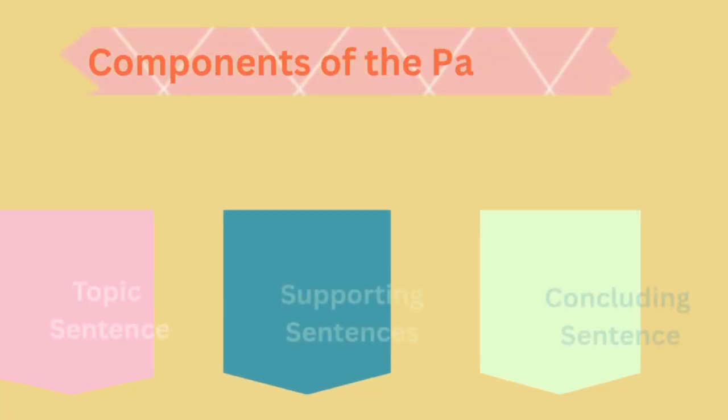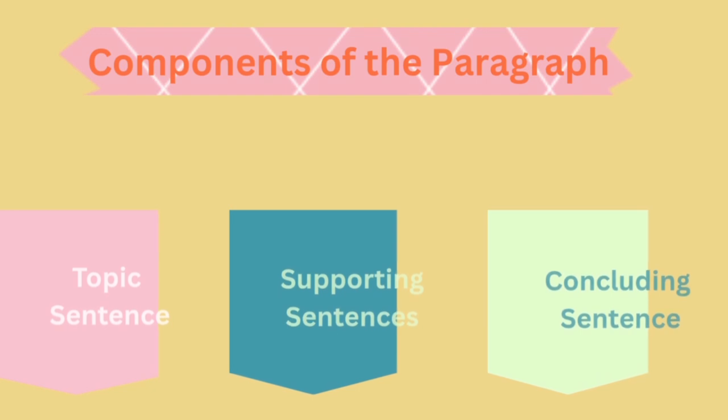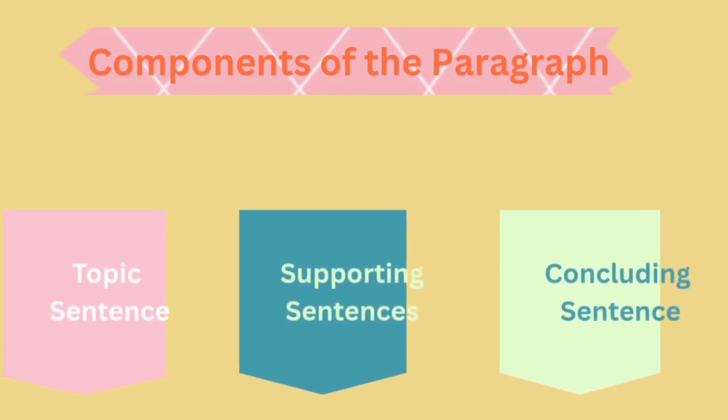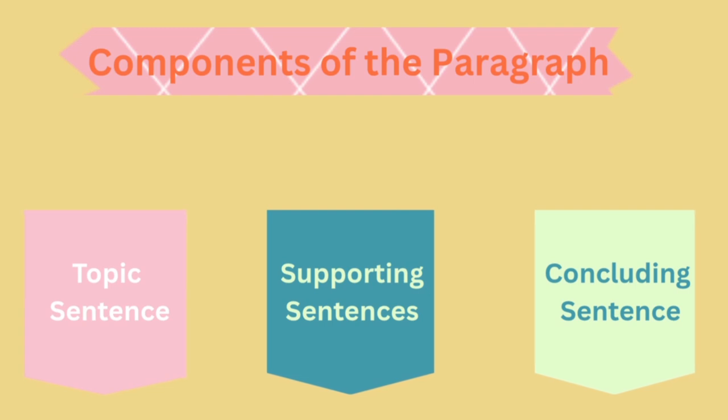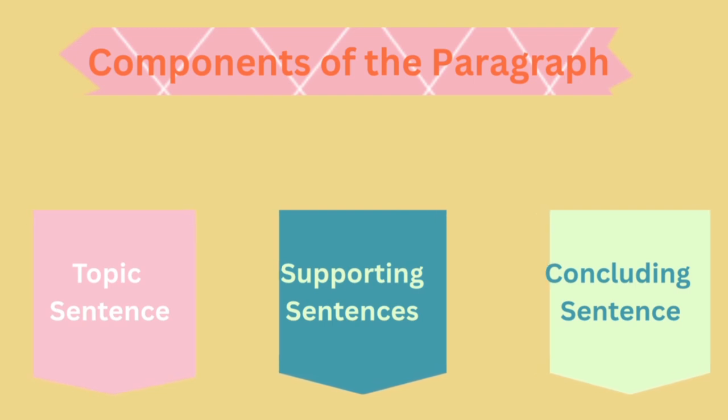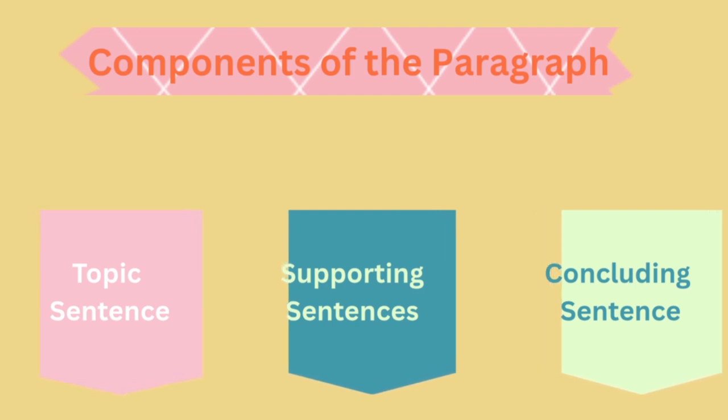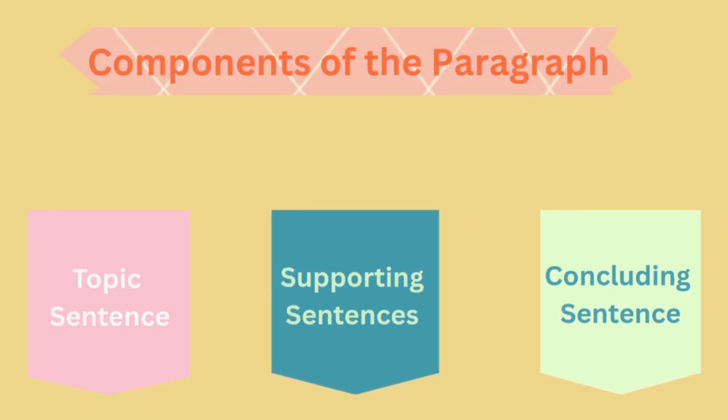An effective paragraph typically follows a three-part structure. It begins with a topic sentence that introduces the main idea. It is followed with supporting sentences that develop and illustrate the idea through explanation, evidence, or examples. And it ends with a concluding sentence that reinforces the main point or transitions to the next idea.